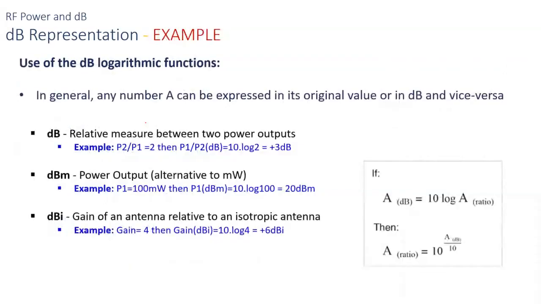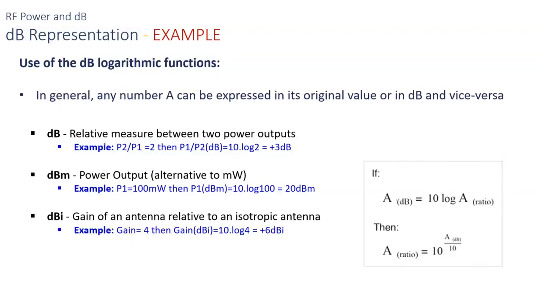Use of dB logarithm functions. In general, any number a in wireless communication, any power p can be expressed in its original value in watt or in decibel, and vice versa. Any power p can be expressed in watt or in decibel, and I can convert from watt to decibel and from decibel to watt.